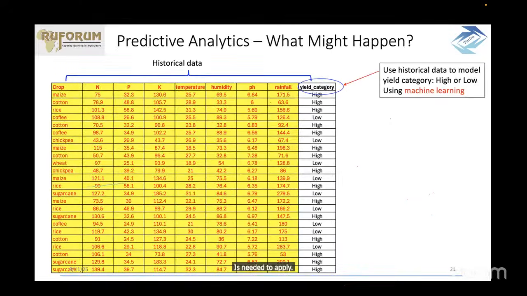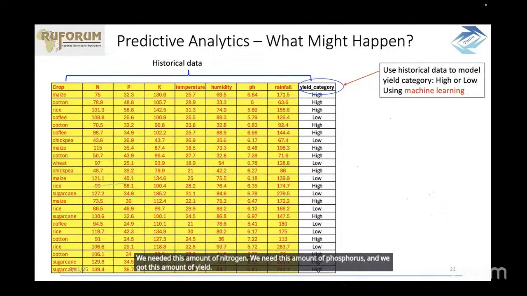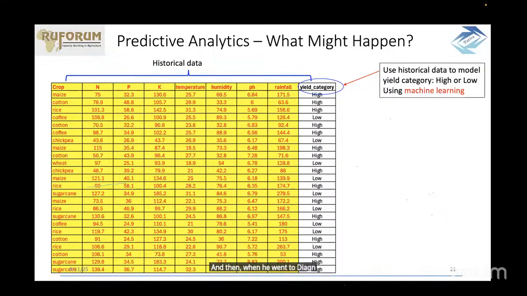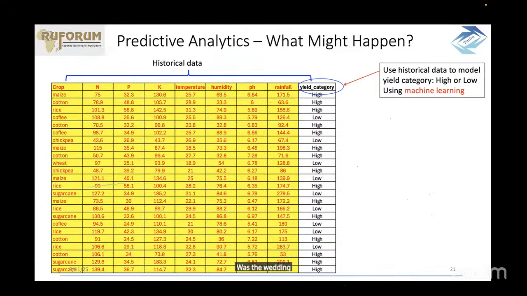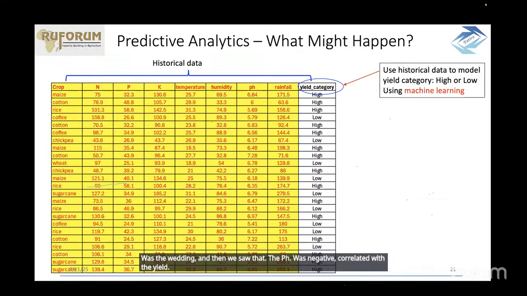So this is again our previous data. When we did descriptive analytics, we just took averages of each to find that for each crop we needed this amount of nitrogen, this amount of phosphorus, and we got this amount of yield. Then when we went to diagnostic analytics, we saw the correlation. Nitrogen was correlated most with phosphorus and potassium, but the magnitude varied. And we saw that pH was negatively correlated with yield. So that was diagnostic analytics.